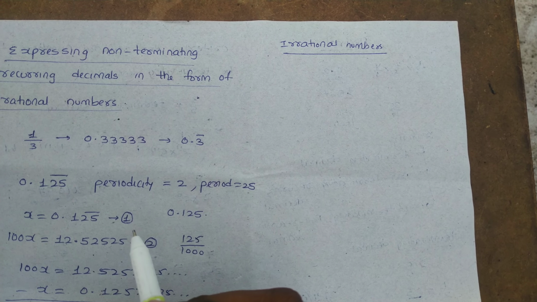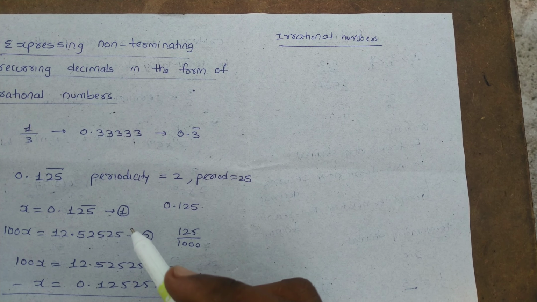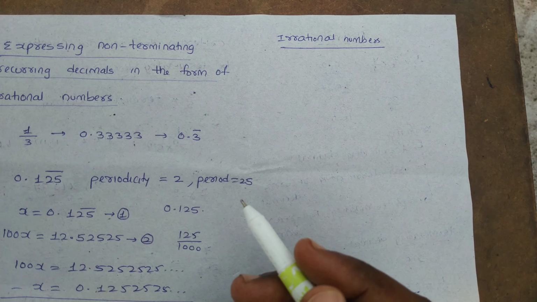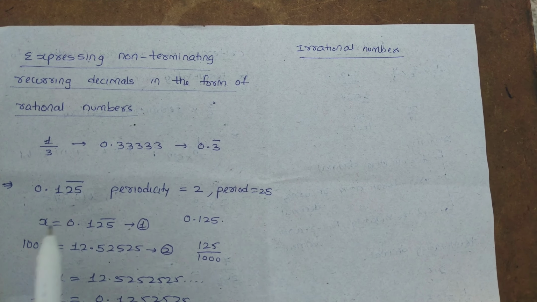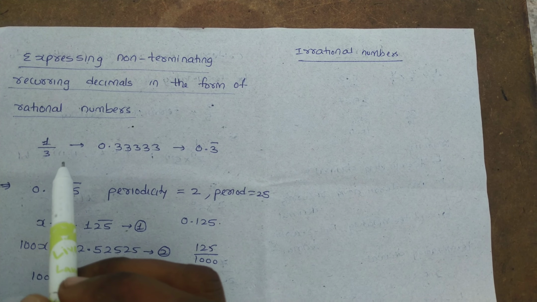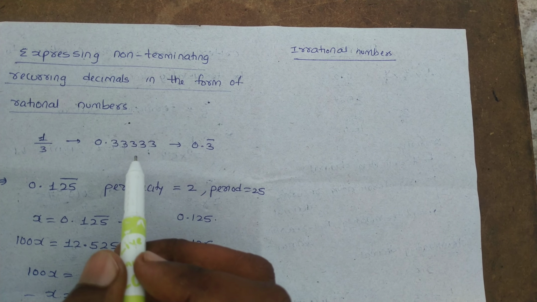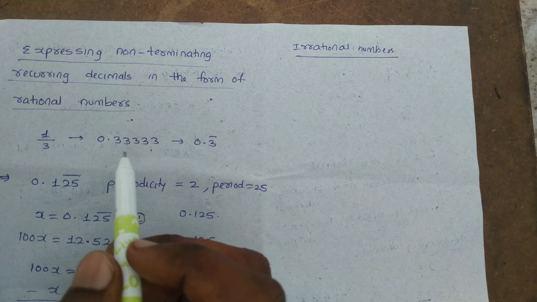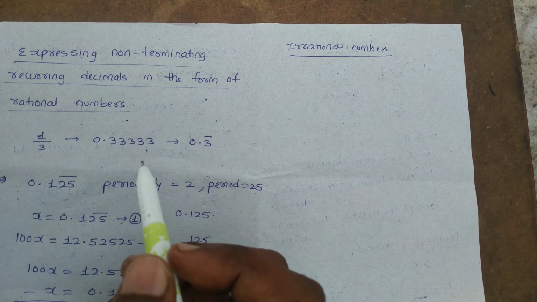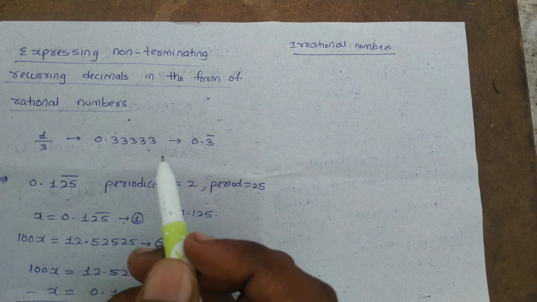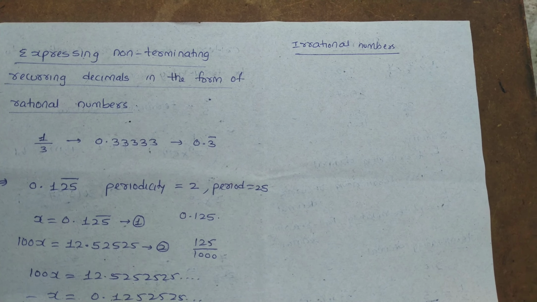So by the conclusion, what we can get is: every rational number can be expressed either as a terminating decimal or a non-terminating recurring decimal. Clear? The converse is also true. That means every non-terminating recurring decimal or terminating decimal can be expressed in the form of a rational number. That you have to keep in mind.